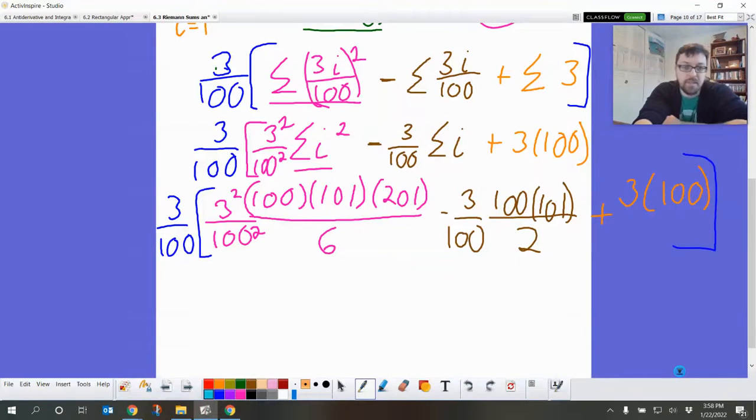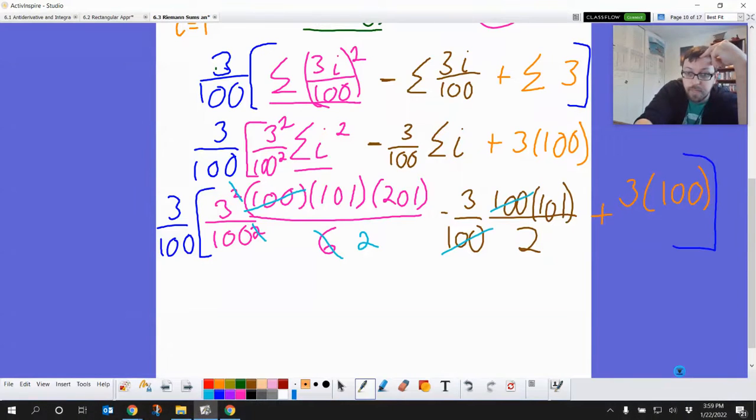Let's see. I'll use teal. All right, so what can we cancel? Right here, we can cancel this 100 and that's squared. We can also cancel the squared on the 3 and turn this into just a 2. Let's see, we can cancel these 100s. Is that it? Oh, come on. Nothing else? Gross. Yep. Yeah, that's it.